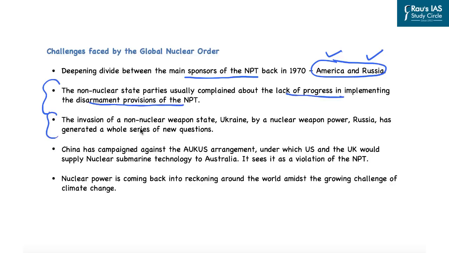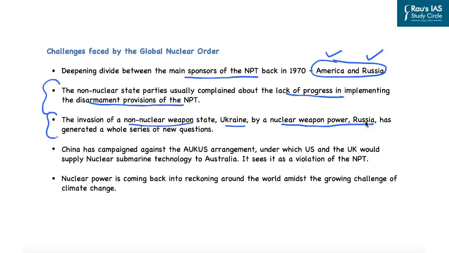Further, the invasion of a non-nuclear weapon state, Ukraine, by a nuclear-powered country, Russia, has raised questions regarding the possession of nuclear weapons. That is, had Ukraine possessed nuclear weapons till date, it would not have faced an attack from the Russian side. But because Ukraine gave up its nuclear weapons after the disintegration of the USSR, it has come under attack from Russia, which is a nuclear weapon state. So this is bringing a rethinking in countries which do not have nuclear weapons to possess them in the future to create a deterrence against adverse neighbors.